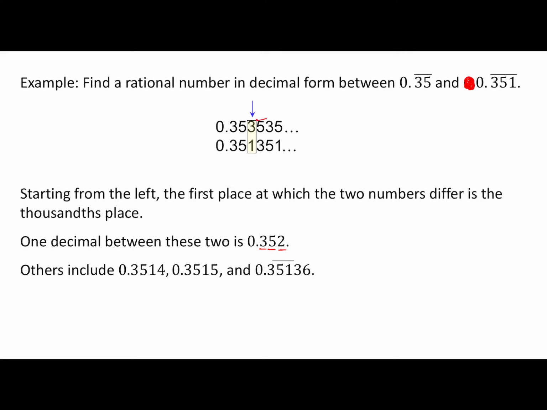I could have looked in the next place and said, well, that's different here too. So maybe I keep the numbers the same as the bottom number and then make the fourth place after the decimal something between 3 and 5, which in this case I chose as 4. Okay. All right, so there are lots of ways to do this.